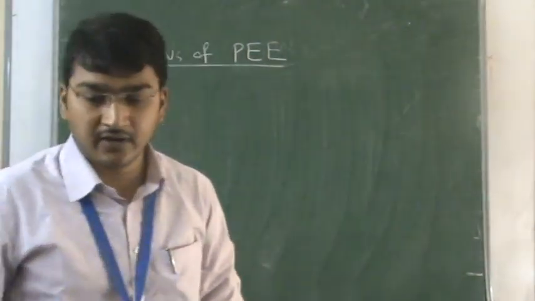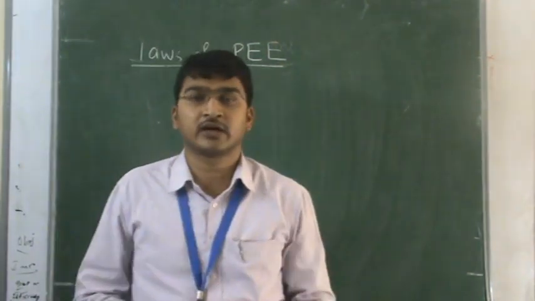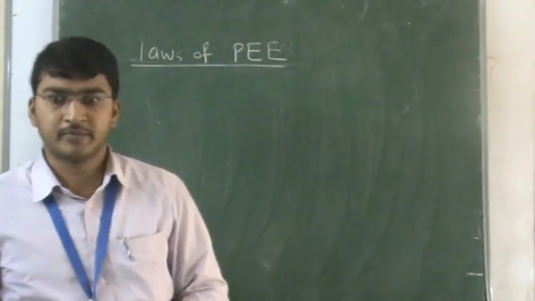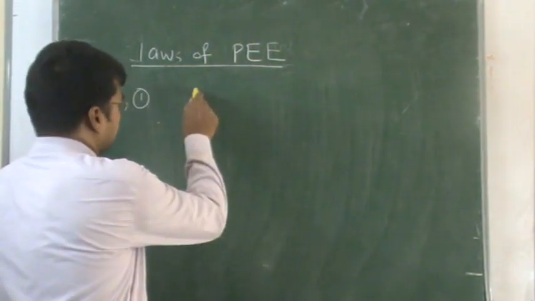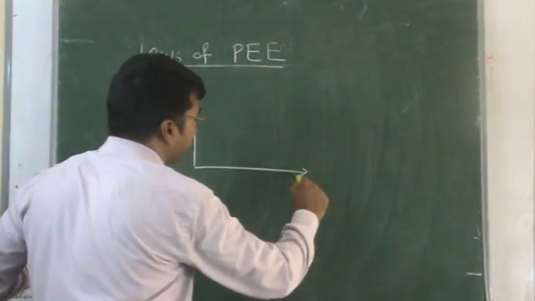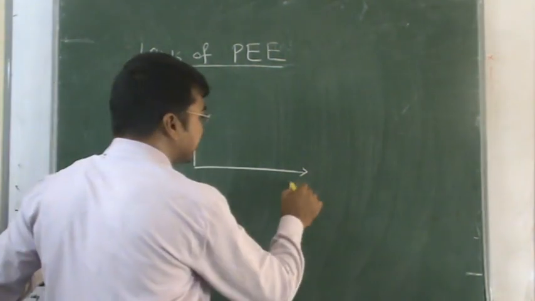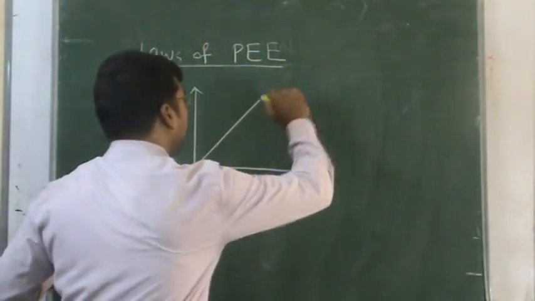So this graph defines how photocurrent depends upon intensity. Okay, first graph. I am taking photocurrent on the y-axis and intensity on the x-axis. Okay, and the graph will be like this.